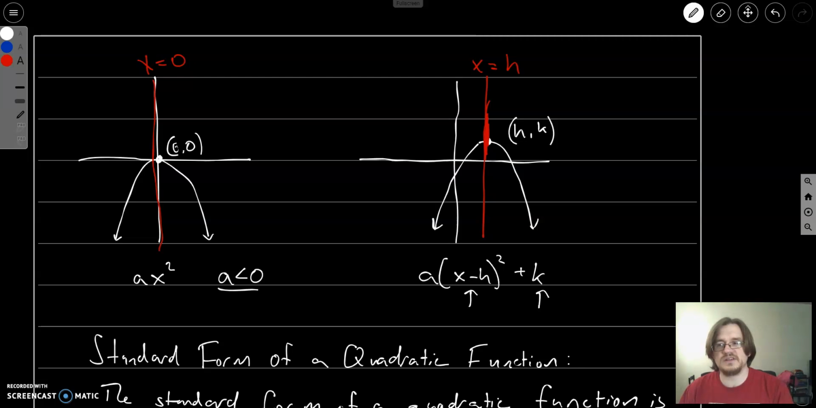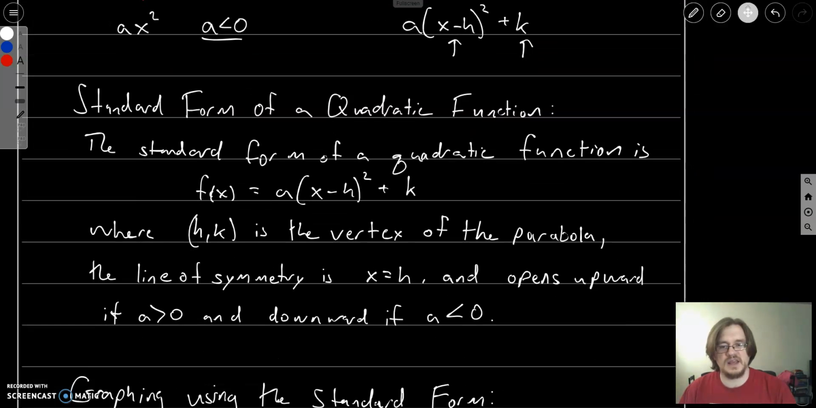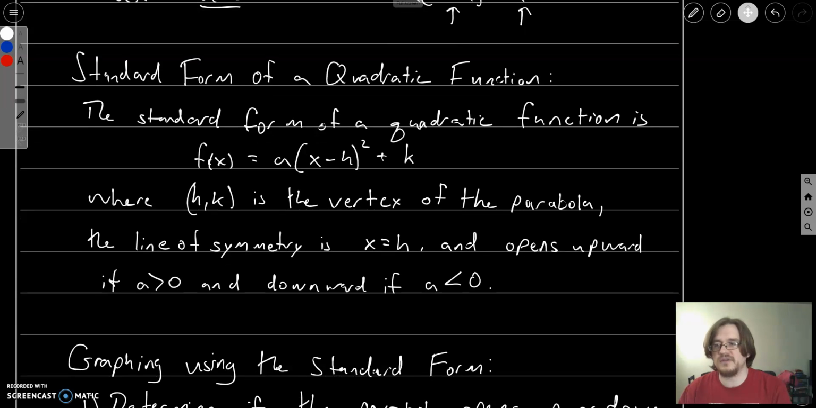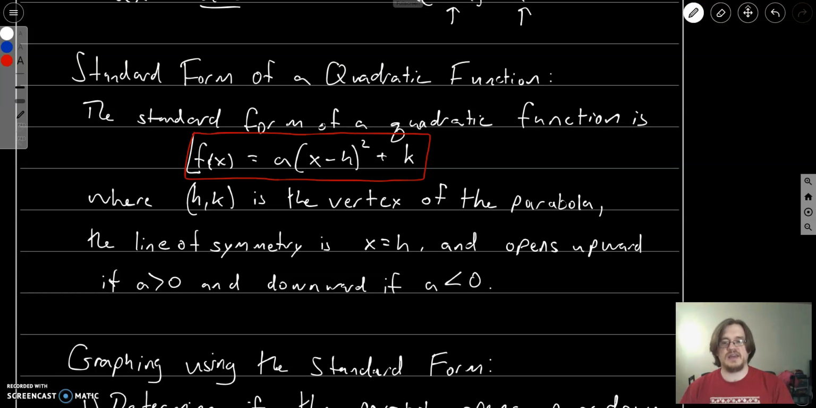So if we want to graph any quadratic function that's in standard form, it's fairly easy. So again, let me do this in a different color so it stands out. Here is standard form. Instead of writing ax squared plus bx plus c, if it's written in this way, we can read off whether or not the parabola opens up or down, depending on if a is positive or if a is negative. And the vertex is just going to be (h, k).